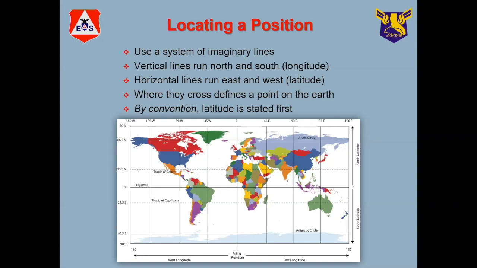So we use a system of imaginary lines. Anyone who's seen what we see here, a Mercator map, knows that everything is divided into perfect up, down, right, left squares. You'll see from the aeronautical maps that we use that these aren't actually straight up and down and left and right. These vertical lines run north and south, which is the longitude. The horizontal lines run east and west, which is the latitude. And where they cross defines a point on the Earth. By convention, latitude is stated first. So we always say x degrees of latitude and y degrees of longitude.